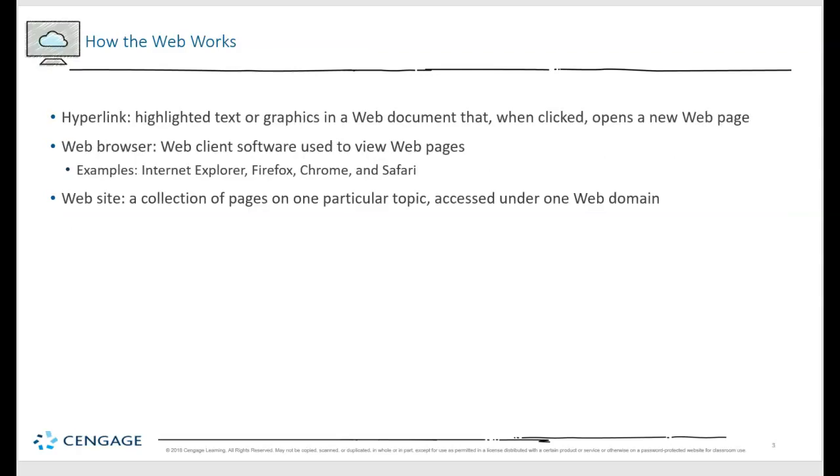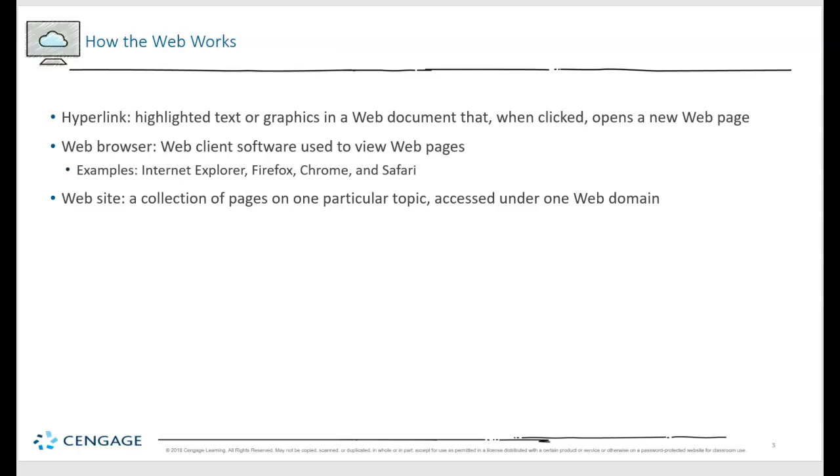Now, if we look at how it works, there are several terms here. There's a lot of definitions in this chapter. Actually, this whole class has a lot of definitions. The hyperlink is just a link, highlighted text and graphics in a web document. It's highlighted, underlined, you click it, you go there. The browser is the software you use to view web pages. I happen to be using Chrome right now, but I've used several others.